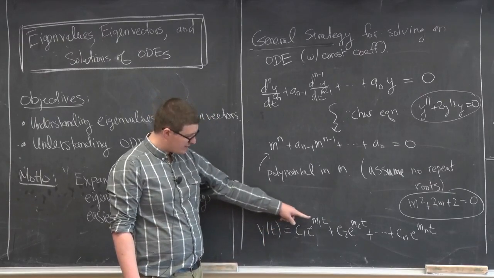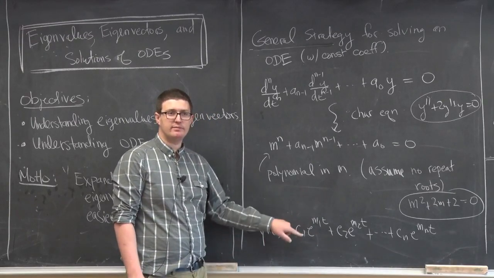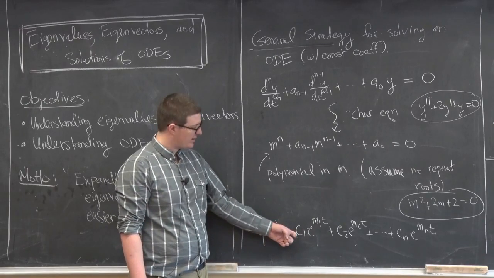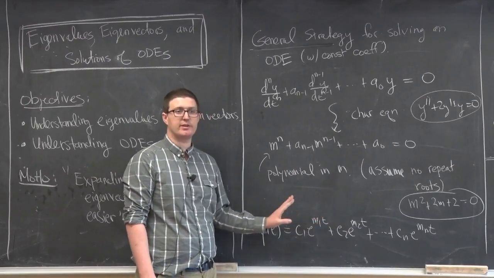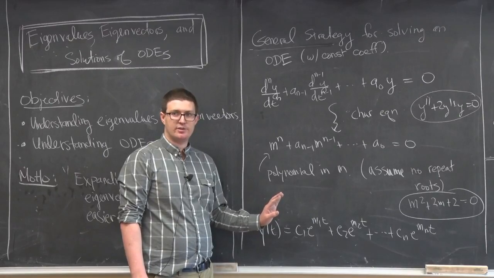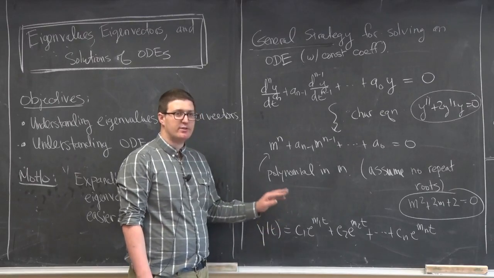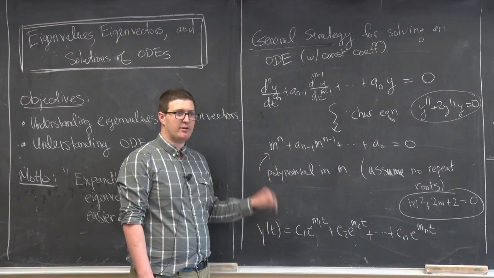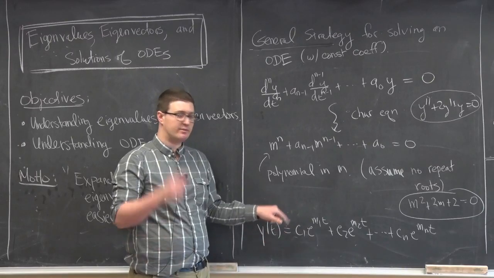If I take the derivative, these m's pop down, and I plug in 0, then I'll just have m1 C1, m2 C2, and so on. Do you guys see that? And you can keep doing that. If I do that n times, I'll get n equations and n unknowns.